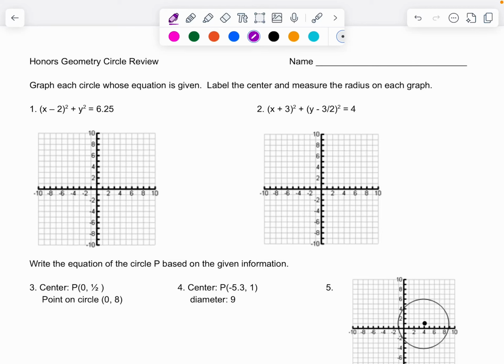All right, you guys. I'm going to go ahead and run through the Unit 8 circles review just to help you out if you're struggling on any particular problems. So again, feel free to pause, rewind, fast forward. I'm going to try to go through this as quickly as I can because there's a lot of questions here.